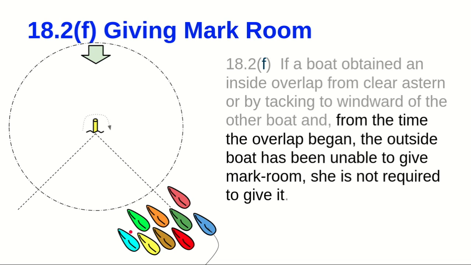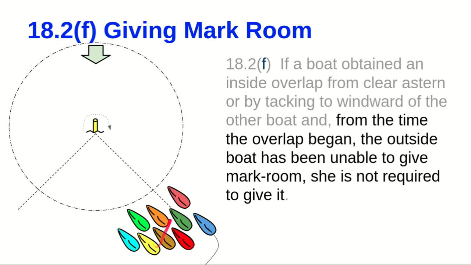Another one, 18.2 clause F. If a boat obtained an inside overlap from clear astern or by tacking to windward of the other boat, and from the time the overlap began, the outside boat has been unable to give mark room, she is not required to give it. So here's blue. Looks like very soon she'll technically get mark room on green when green first hits the zone.